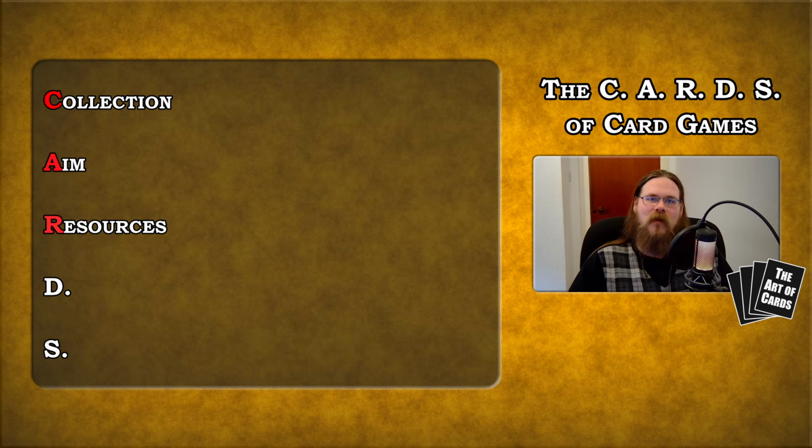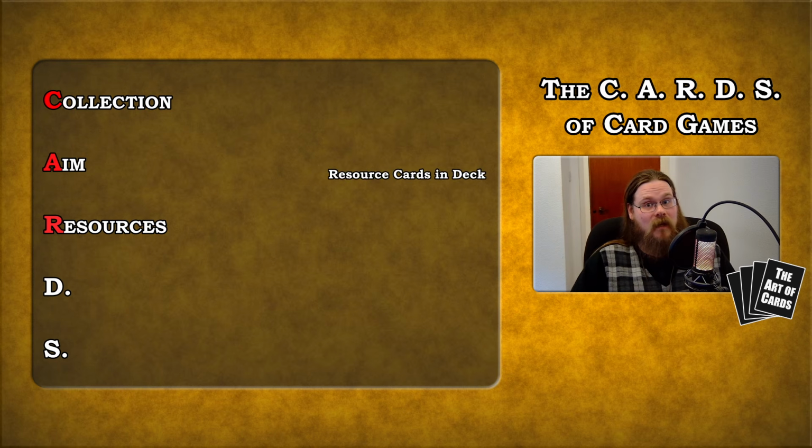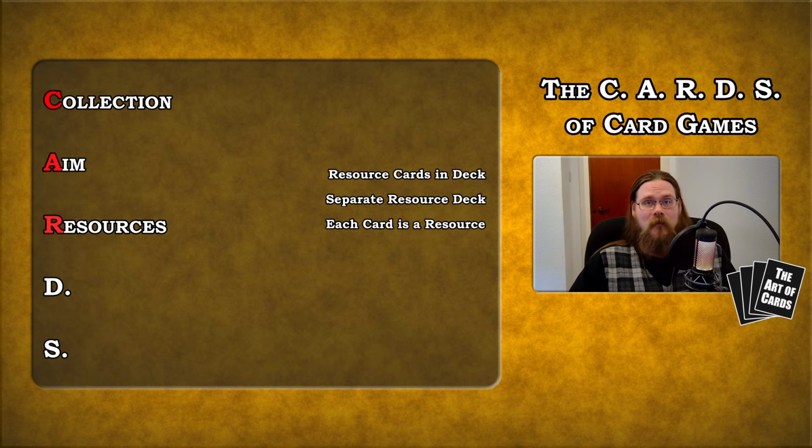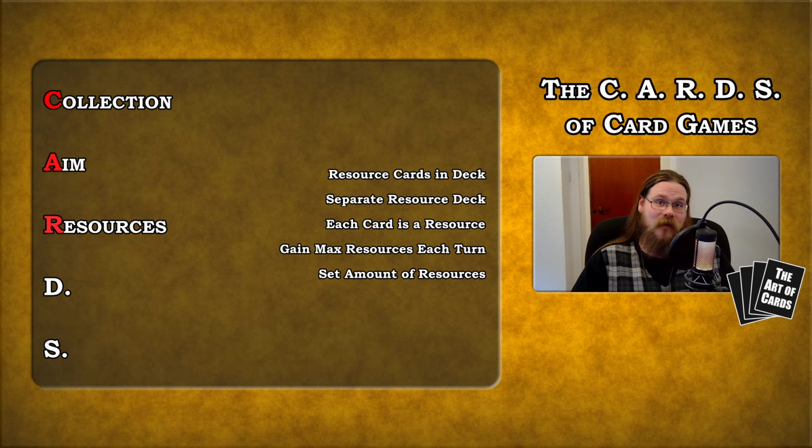So now you can ask yourself the question, how do you generate resources in your card game? How many cards do you get to draw in the beginning of the turn, which, by the way, is also a resource, and how to fulfill terms and conditions within your card game. Now, as mentioned, there's quite a few variations within these two categories. You can have resource cards in the deck, you can have a separate resource card deck, you can have each card be a resource in itself, you can automatically gain max resources each turn, or you can gain a set amount of resources at the beginning of each turn. There's of course many more ways of doing this, but it's fun to explore.